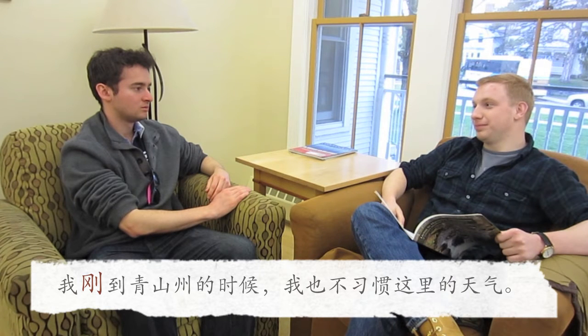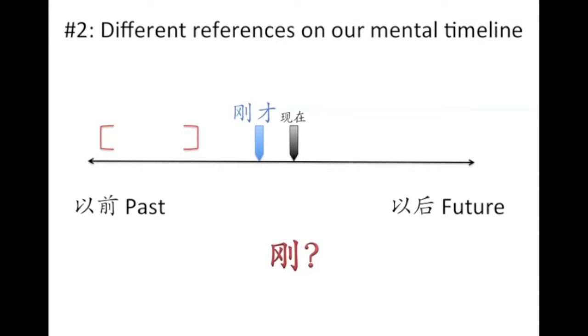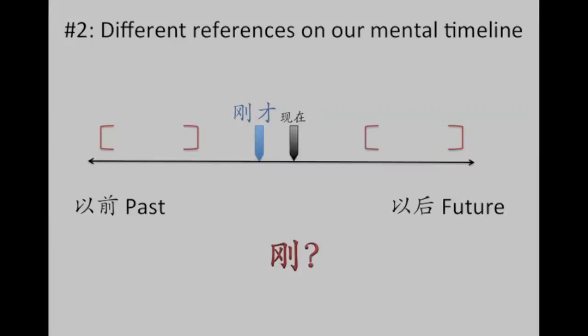This guy's been here a while, so 我刚到金山州的时候 is in the past for him. But he's talking about that period of time that was very soon after he first got here. Okay, so that's the past. But you can also use 刚 to talk about the future.